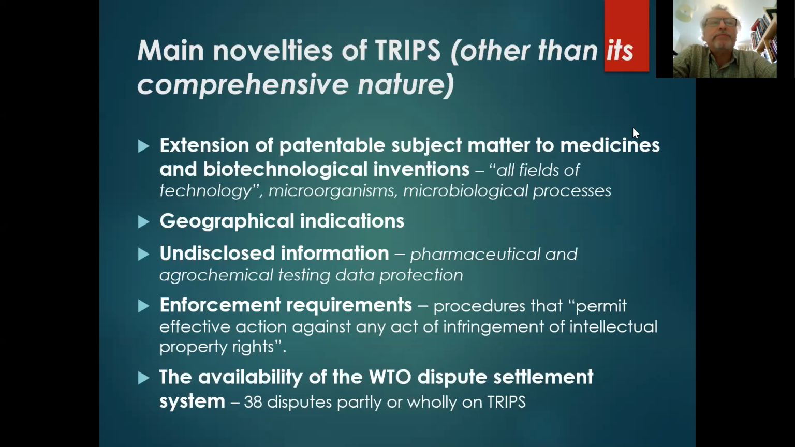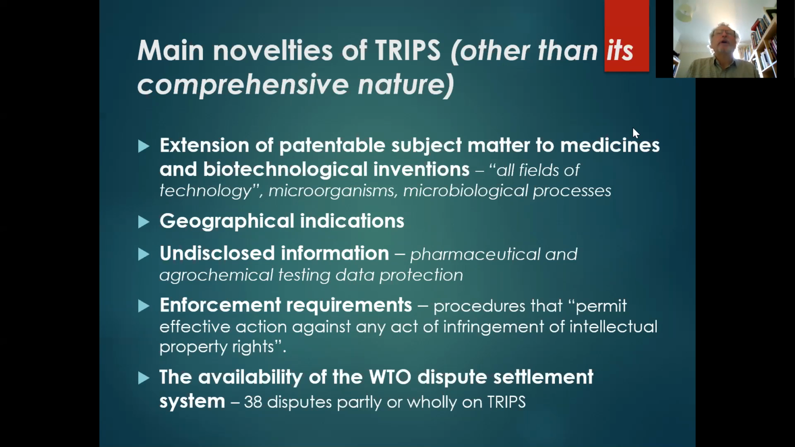In summary, there are 5 new things. So there are 5 novelties about TRIPS. One is the extension of patentable subject matter to medicines and inventions in biotechnology. Second is geographical indications. Now, there is a WIPO treaty called the Lisbon Agreement, which is about appellations of origin, which is rather similar, but geographical indications as a broad concept is a very, very new thing, and very much a European thing that's become globalized.